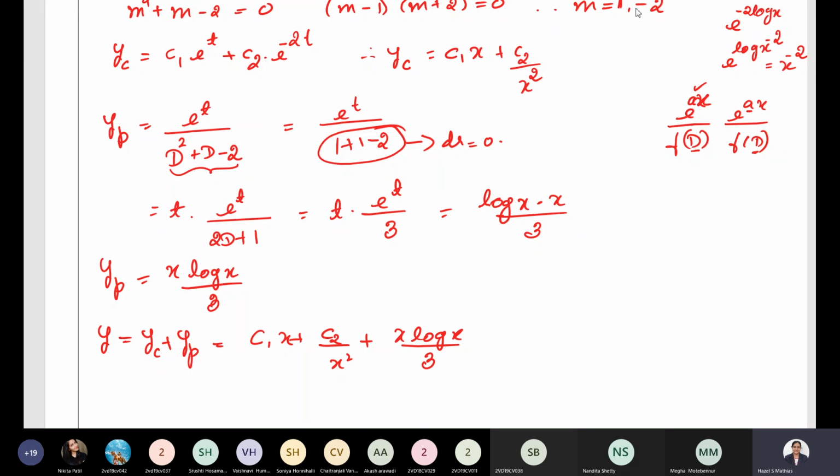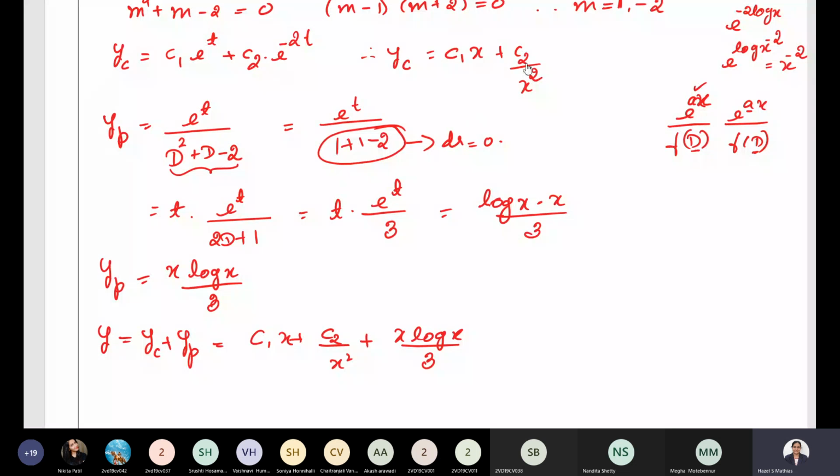Any doubt in this problem? Please ask. This is somewhat related to what we discussed in the previous semester. Anybody has any doubt? Please ask me if you have any doubt. No, ma'am. Okay.